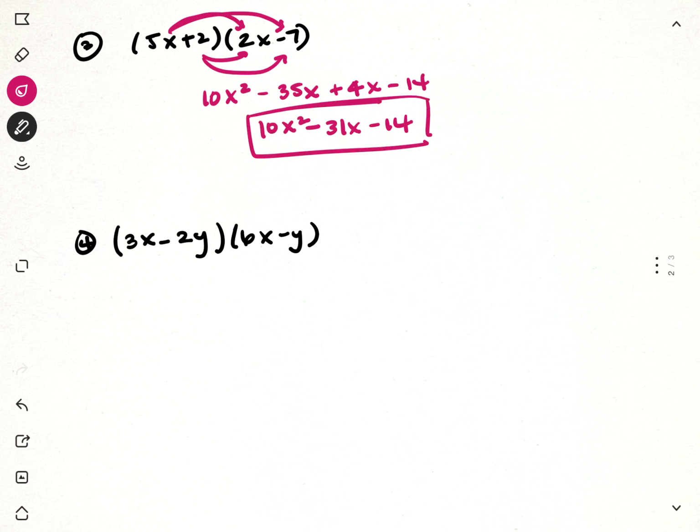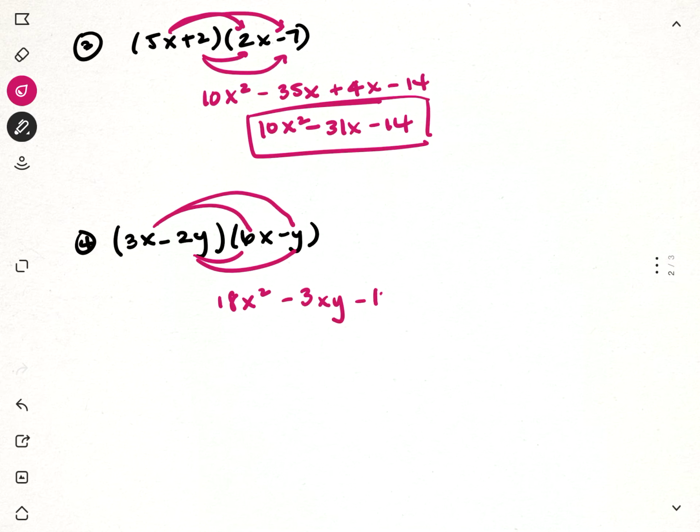Okay. Number 4, same idea. This time we have variables on the second term in each of the parentheses, but same concept, right? We're going to multiply each of the first parentheses terms into the second. So 3x times 6x is 18x squared. 3x times negative y is negative 3, and then usually we write the variables in alphabetical order, so x, y, and that's going to help us when we do like terms.